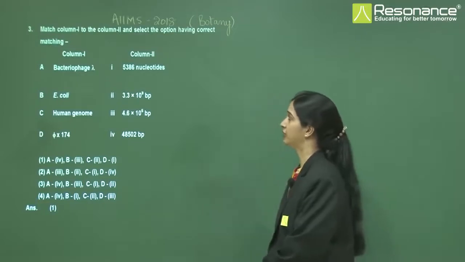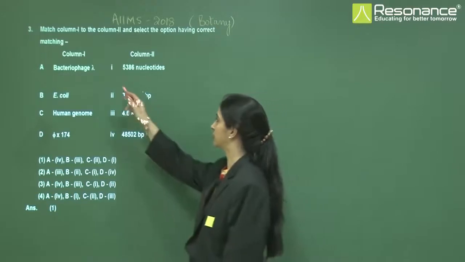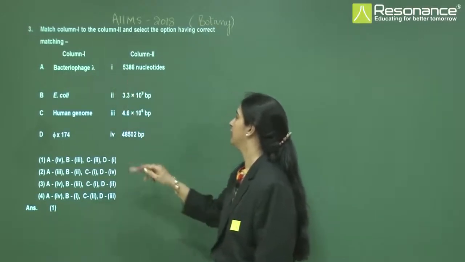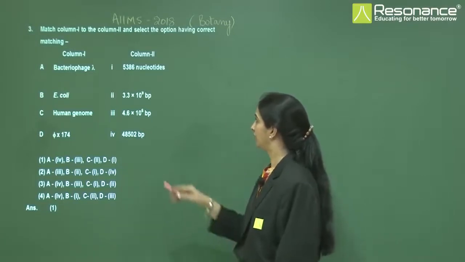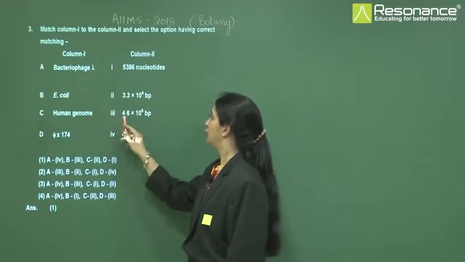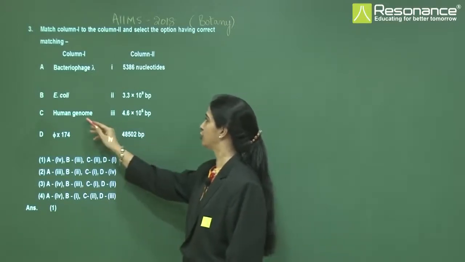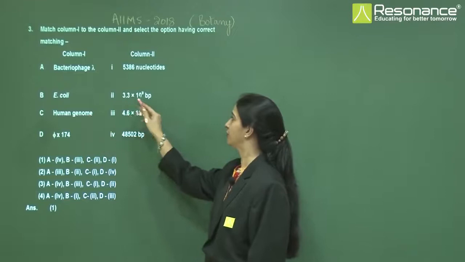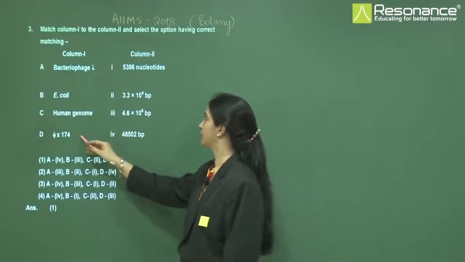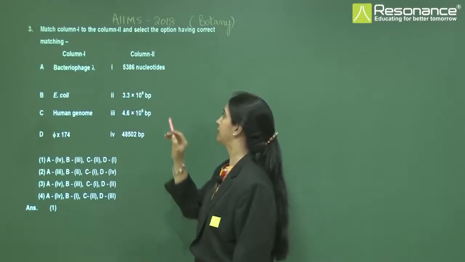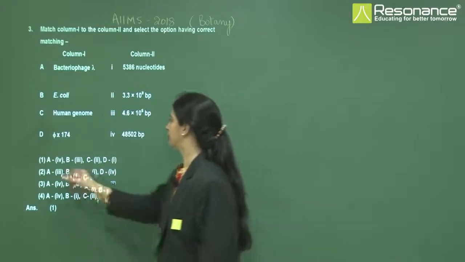Question number 3 is match the columns. Here as we can see in column 1 there is given bacteriophage lambda. In bacteriophage lambda, 48,502 base pairs are present. In E. coli, 4.6 into 10 to the power of 6 base pairs are present. C is human genome. In human genome, 3.3 into 10 to the power of 9 base pairs are present, and phi X 174 has 5,386 nucleotides. So the correct option will be 1.